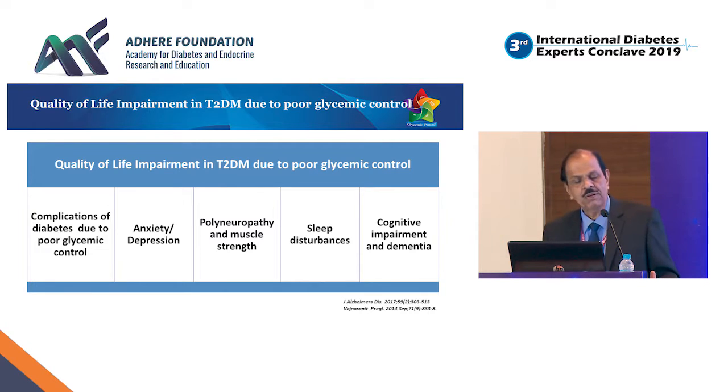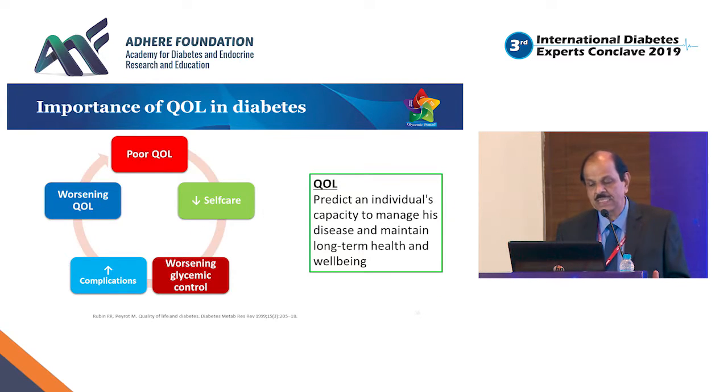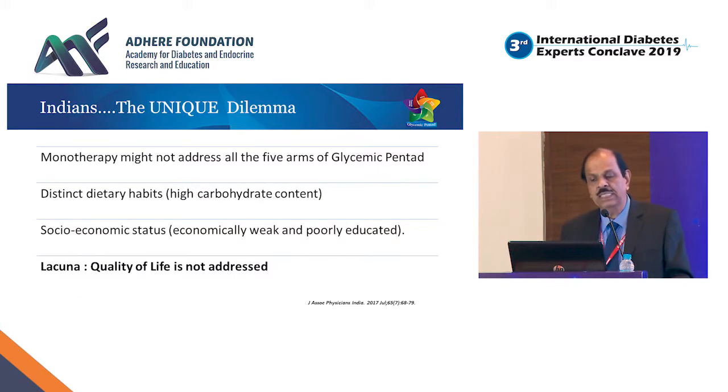And therefore, the poor quality of life prevents self-care, worsens the glycemic control, increases the complications that further worsen the quality of life, and that predicts the individual's capacity to manage the disease and maintain long-term health and well-being. So therefore, Indian patients have a peculiar dilemma. Monotherapy might not address all the 5 aspects of the glycemic pentad, distinct dietary habits, socioeconomic status, and the quality of life is not addressed.